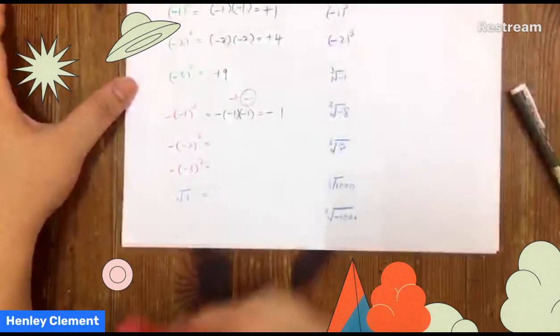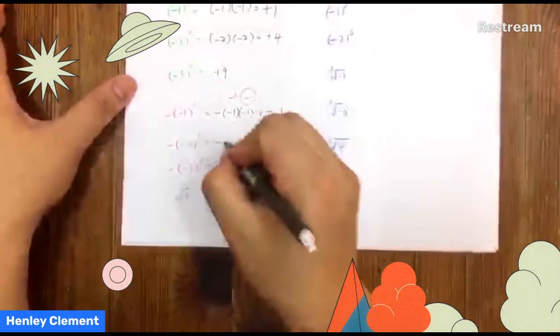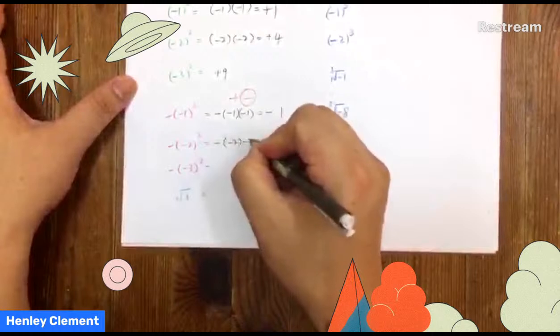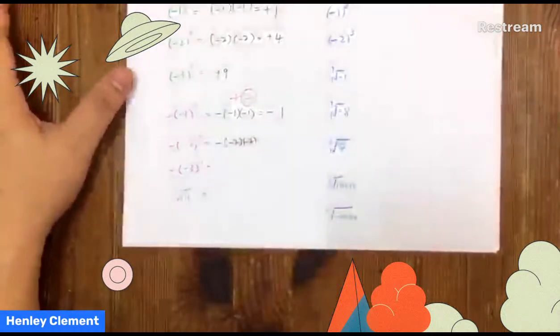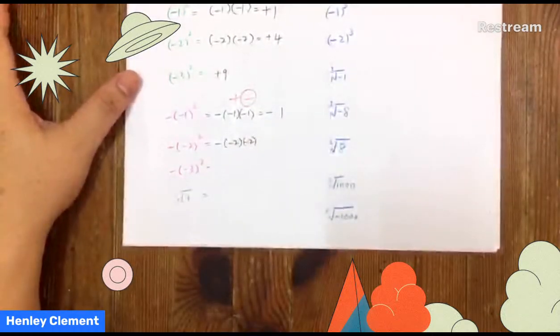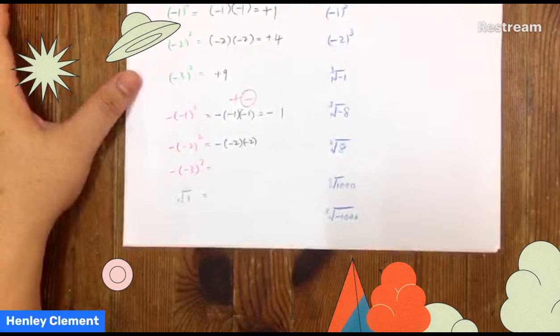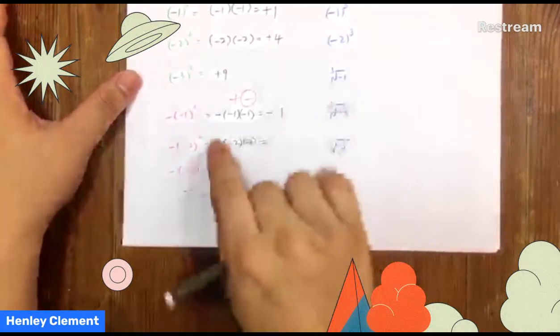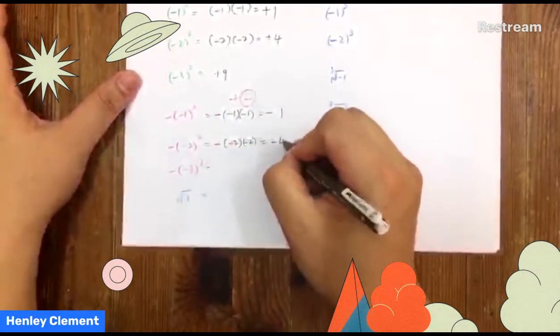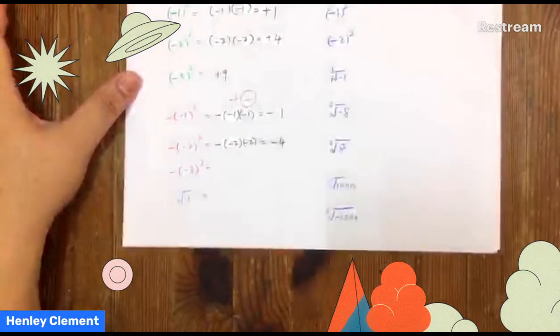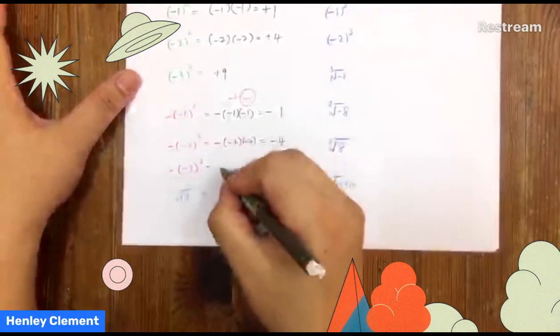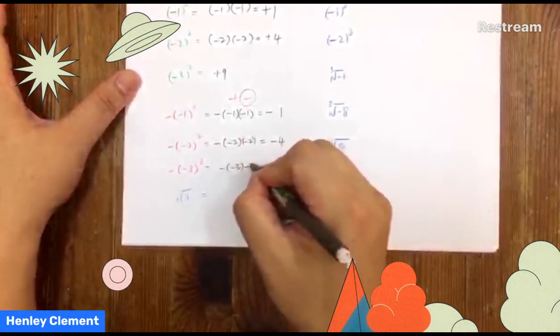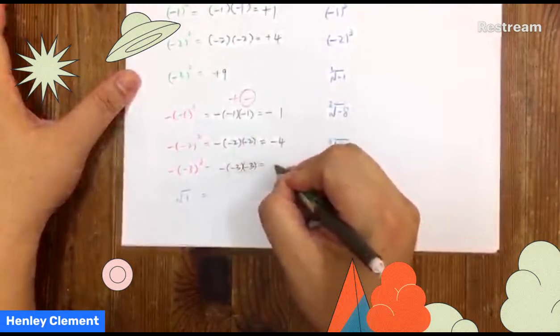Okay, useful trick, right? Okay, negative, negative 2, negative 2. So the answer is 1, 2, 3. So it's negative, and then you should write the 4 here. Okay, so again, this one negative, negative 3. So it gives you negative 9.